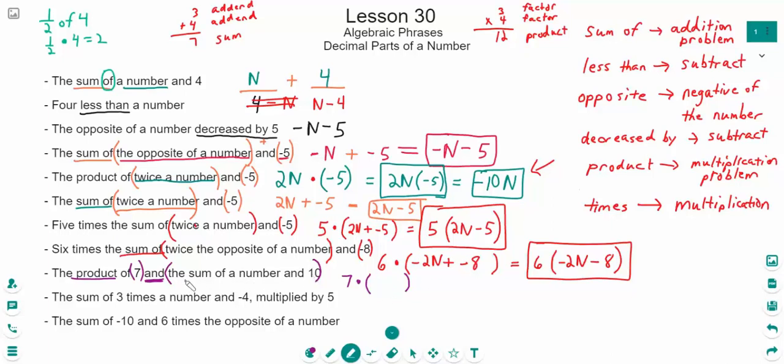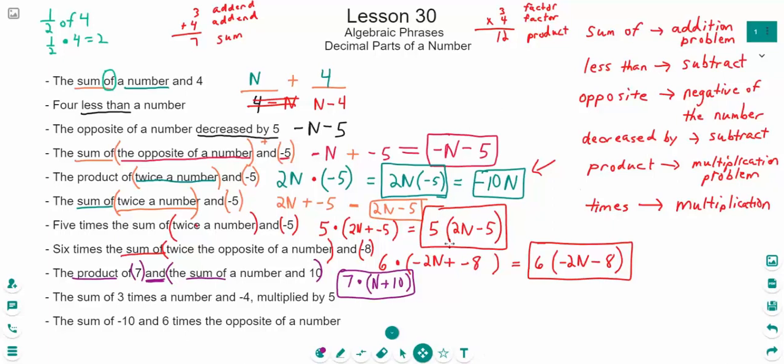All right, well, then we have the sum of. That indicates addition, so it's an addition problem here. Sum of what? Sum of a number. Well, we're going to put an N for that, and a 10 for the other one. So we have 7 times the sum of a number and 10. So this would be our algebraic translation of this English expression. All right? Excellent. Let's go on to the next one here.